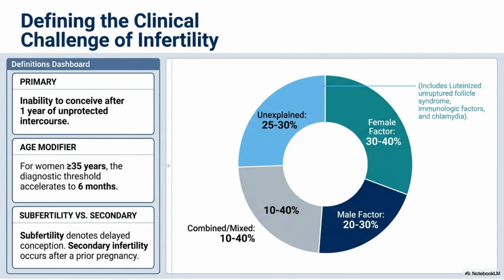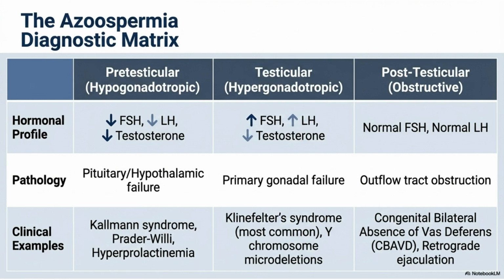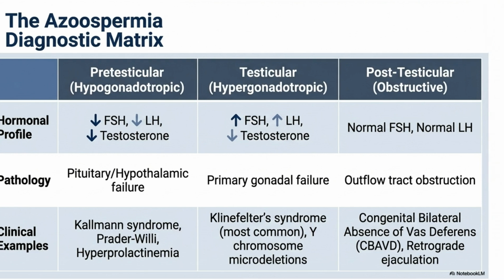Infertility factors are broadly split between female, male, and combined or mixed causes, with a significant percentage remaining unexplained. Male factor infertility, such as azoospermia, is classified based on hormonal profiles, which can be pretesticular, testicular, or post-testicular. This matrix helps in differentiating the underlying pathology and subsequent clinical examples.